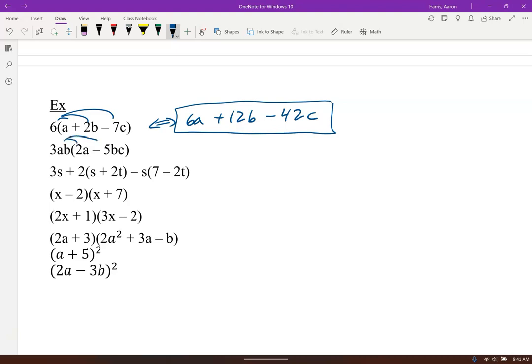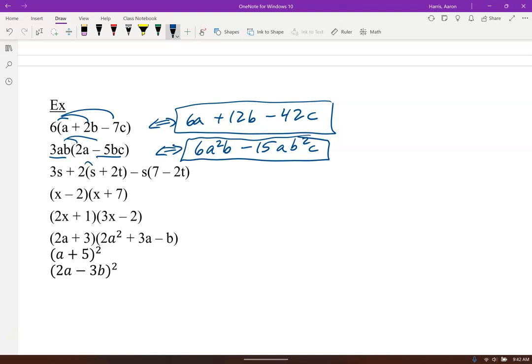Now let's distribute the 3ab. So 3 times 2 is 6. A times A is A squared B. And now let's do the next one. 3ab times negative 5. 3 times negative 5, negative 15. A, there's no other a's. B times B is B squared, and then there's a C. And those are not like terms, so we stop right there.